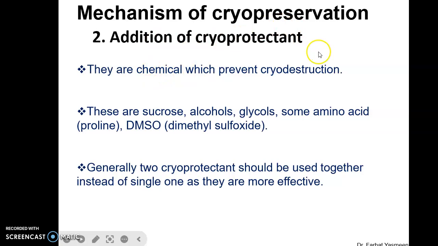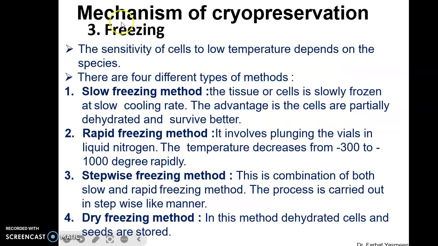They are the chemicals which prevent cryodestruction, and these are sucrose, alcohol, glycols, some amino acids, DMSO, etc. Generally, two cryoprotectants should be used together instead of a single one, as they are more effective. The next step is freezing. The sensitivity of a cell to low temperature depends on the species.